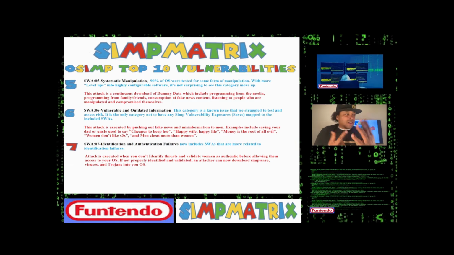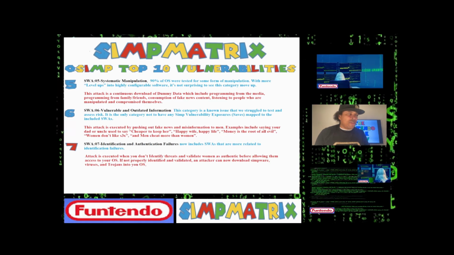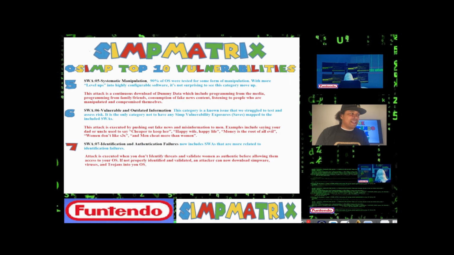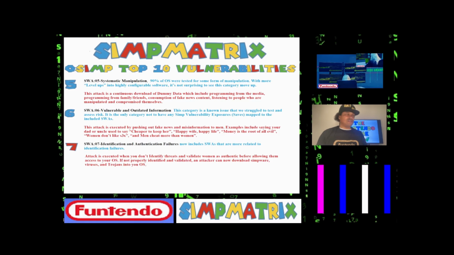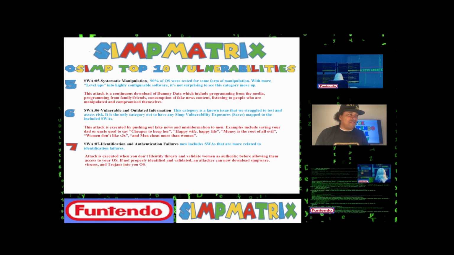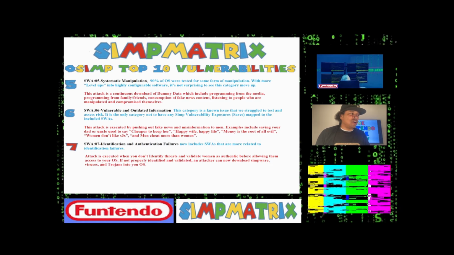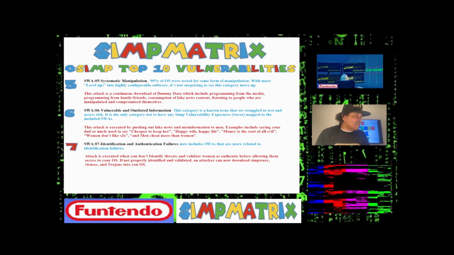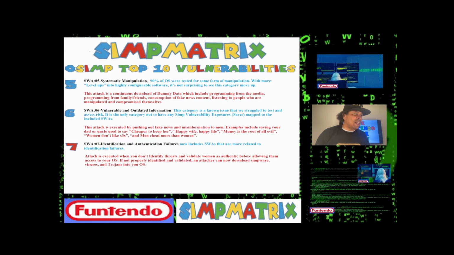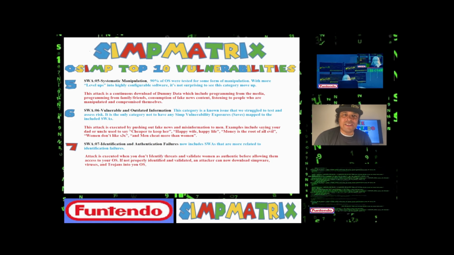Number 7. SWA-07. Identification and authentication failures now include SWAs that are more related to identification failures. The attack is executed when you don't identify threats and validate women as authentic before allowing them to access your OS. All I'm offering is the truth, nothing more. If not properly identified and validated, the attacker can now download simpware viruses and Trojans into your operating system.